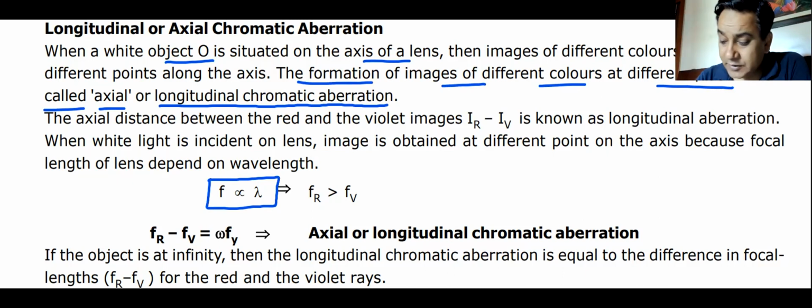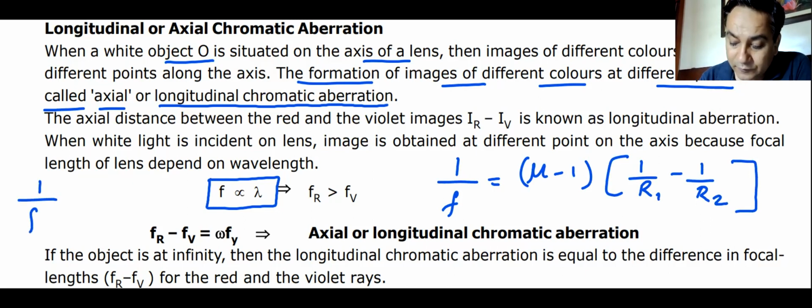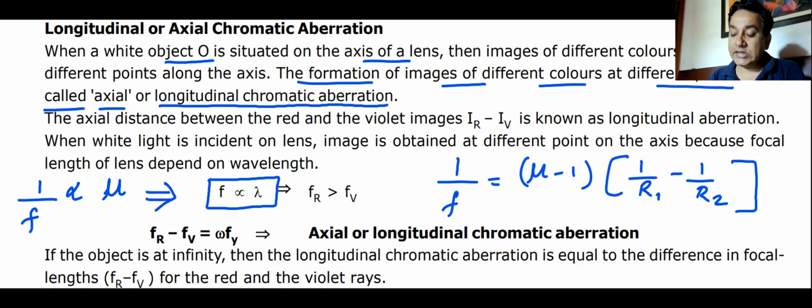We have seen from the lens maker formula that 1 by f is equal to mu minus 1 multiplied by 1 by r1 minus 1 by r2. So remember these two things: 1 by f is directly proportional to mu, but mu is inversely proportional to wavelength. That brings us to the conclusion that focal length is directly proportional to wavelength. Do we understand this?